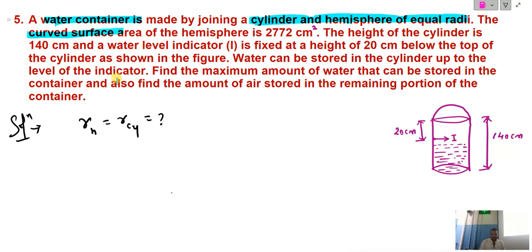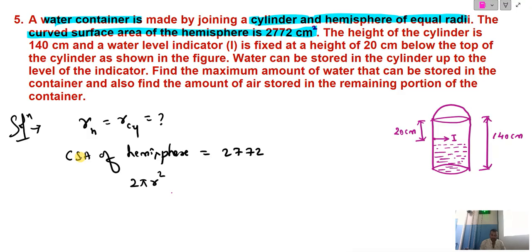Third, the surface area of the hemisphere they have given. Children, you can see here, they have given the CSA of the hemisphere. The curved surface area of the hemisphere value is 2772 centimeter square. Now, what is the formula to find the curved surface area of a hemisphere? The curved surface area of a hemisphere is 2 pi r square. By using that, we have to find something unknown. So 2 pi r square is equal to 2772.